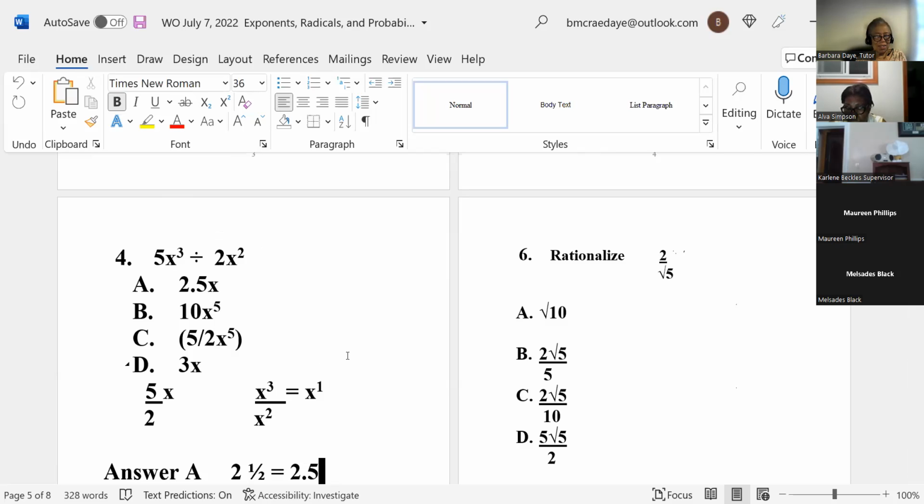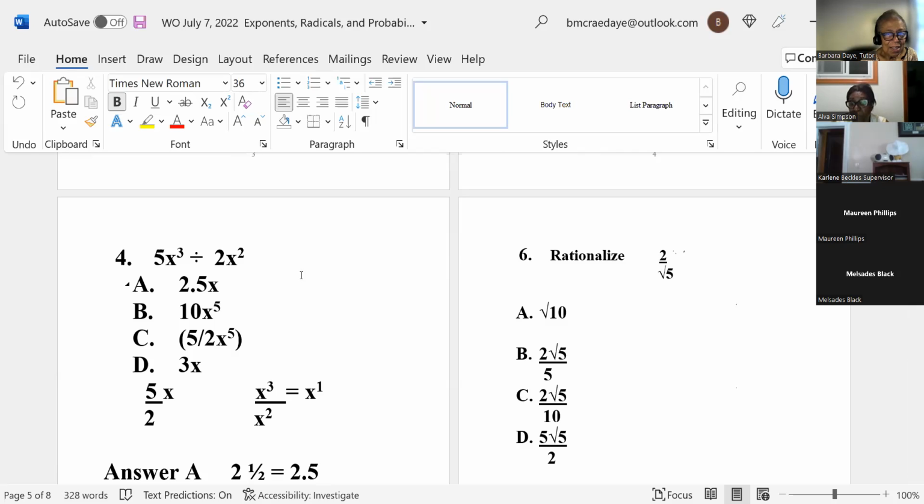Questions? You see, it can't be any of the others because this says 5 halves x to the 5th. They added the 3 and the 2, but you add when you multiply, not when you're dividing. You add the exponents when you multiply. Got it? Yes, thank you.